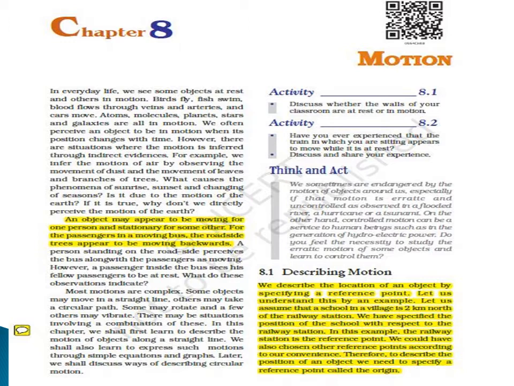So here there is an example of what is a reference point. Suppose the distance between the school and a railway station is 2 km. Here how have we measured the distance between the school and railway station? We have specified the position of the school with respect to the railway station. So here the railway station is our reference point. Now if we change our reference point according to our convenience, then the distance between them will vary. So to describe the position of an object, or motion of an object, or location of an object, we need to specify a reference point, which is also called the origin.